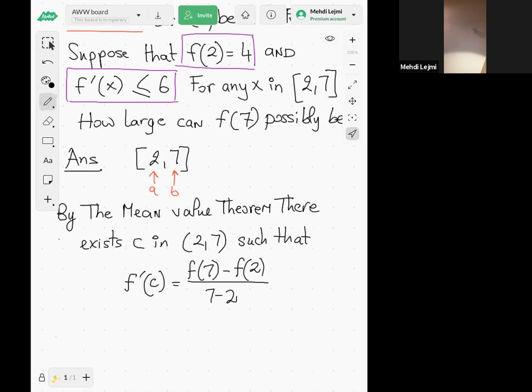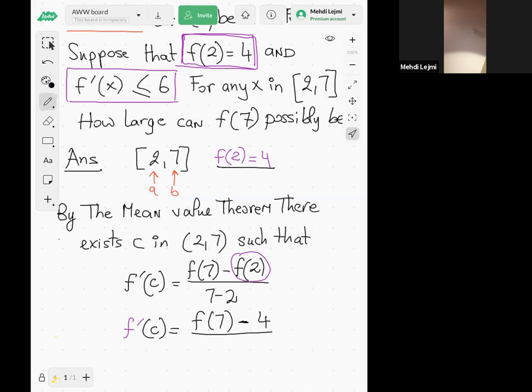Now I'm going to use the first hypothesis. I know that f of 2 is 4, that's my first hypothesis, so I can replace this f of 2 with 4. So then my f prime of C would be f of 7 minus f of 2. I'm trying to estimate f of 7, so I don't know exactly what f of 7 is. I do know what f of 2 is, that's given in the problem. It's 4. So minus 4 over 7 minus 2.